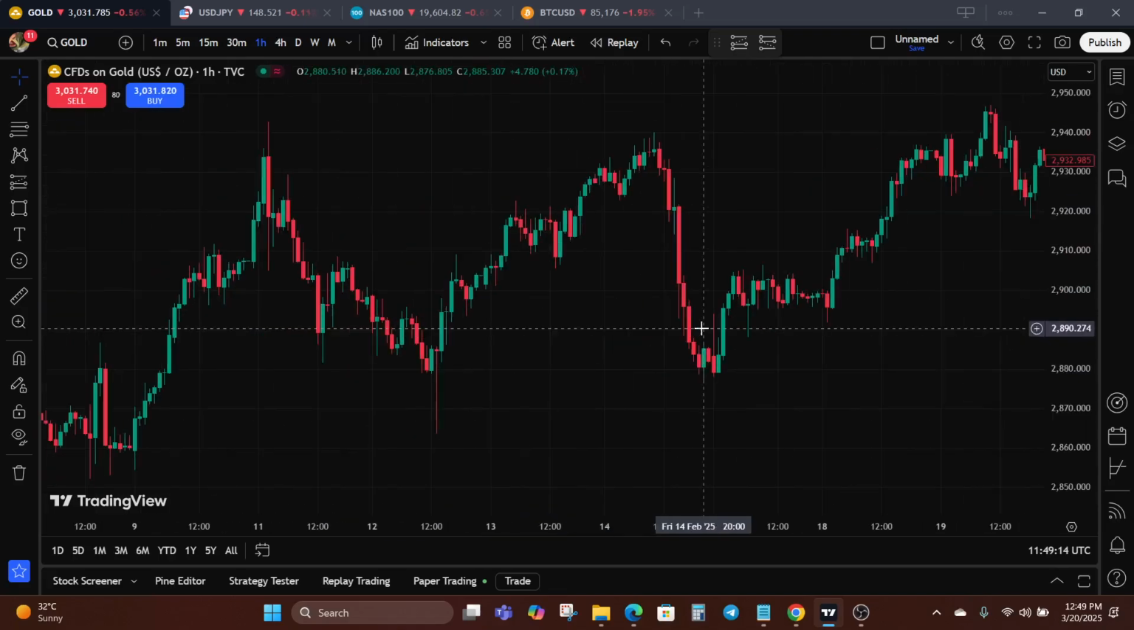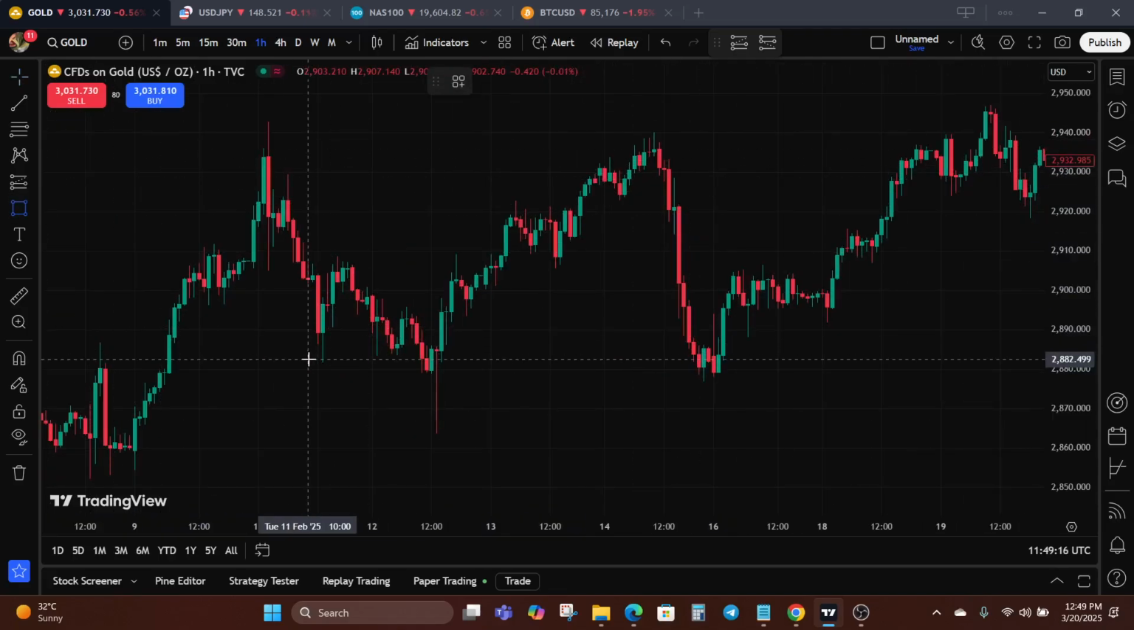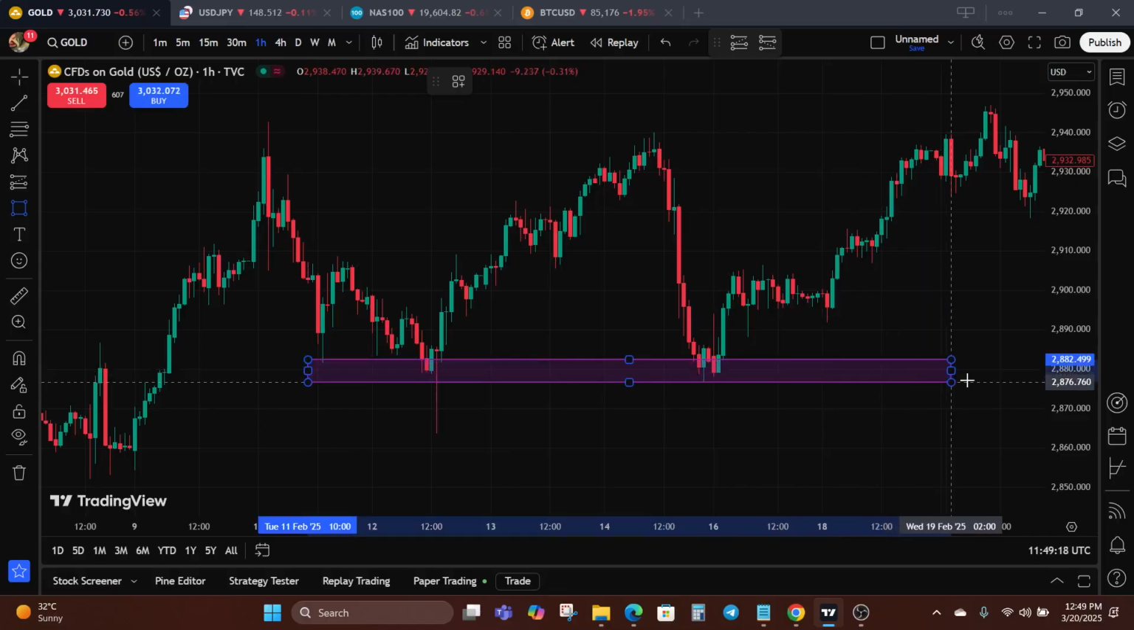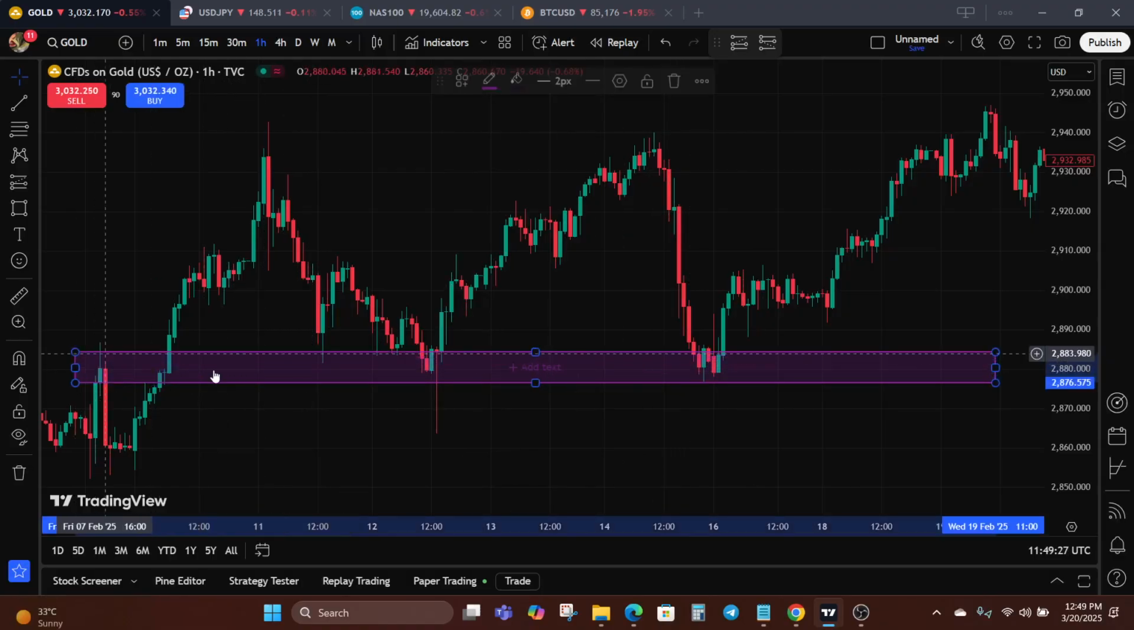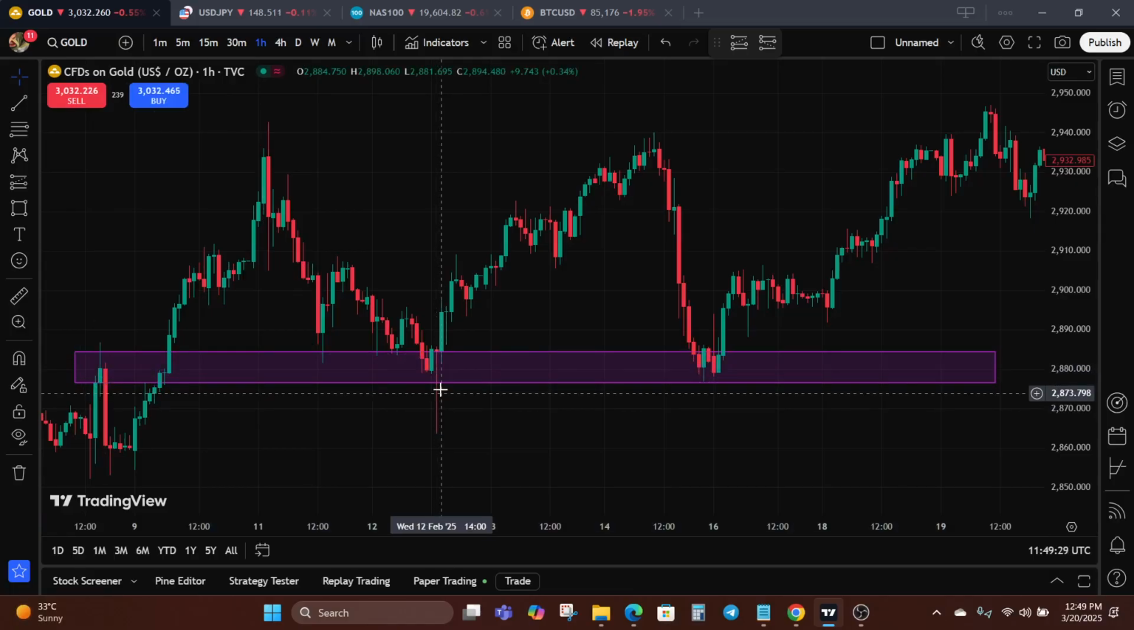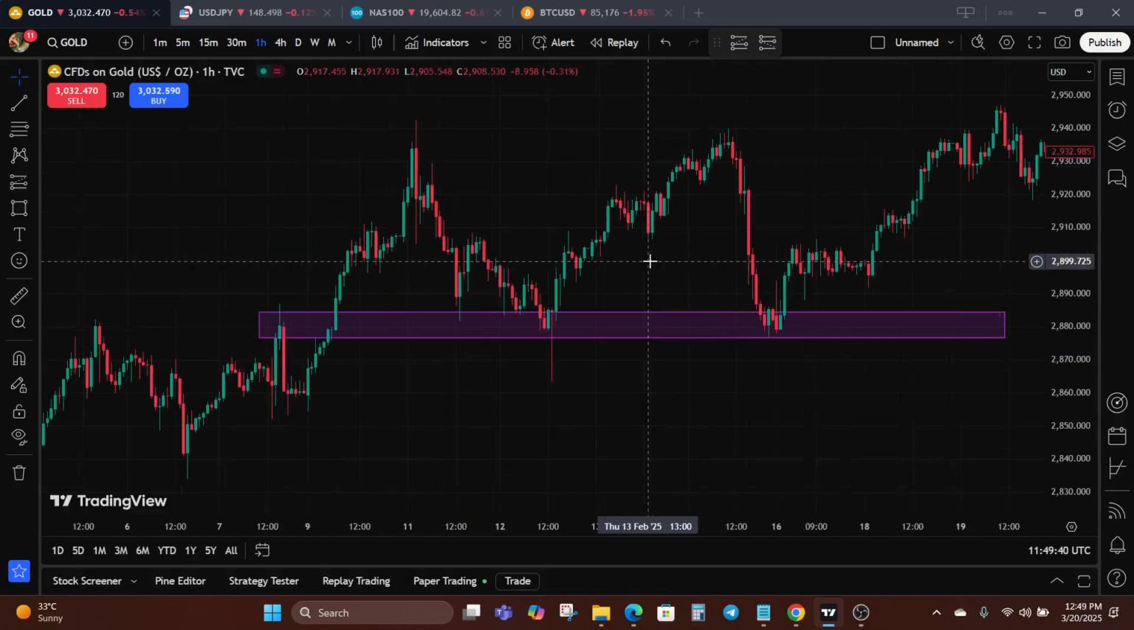Okay, for example, here we can see that we had a zone here, right? This was supposed to be a support. You can see it got rejected here, here, and here. But guess what? When at this particular time, it did not just get rejected initially, it dropped below it and swept liquidity. We can see that the price actually broke out falsely and reversed back in the opposite direction.